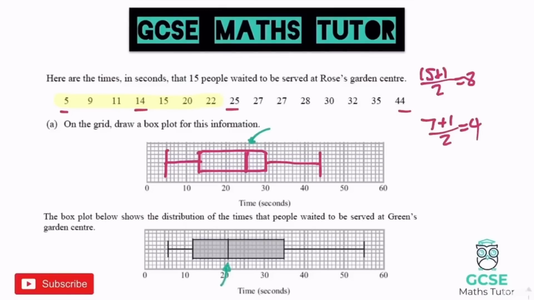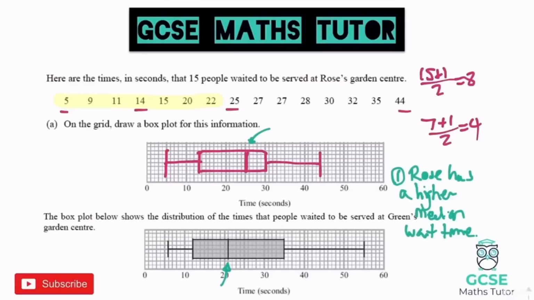Now I don't have to mention any numbers, but I would mention number 1. I would say that Rows, I'll just call it Rows, has a higher median wait time. Okay, make sure that you mention some context. Obviously, don't just say it has a higher median. What's the story actually about? It's about the wait time at a garden centre. So Rows has a higher median wait time.